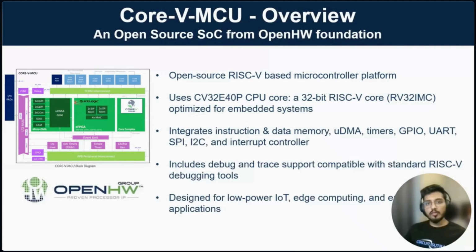The CORE-V MCU is an open source RISC-V microcontroller platform from the OpenHW Foundation. It uses the CV32E40P as a core, a 32-bit IMFC core optimized for embedded efficiency. And we can see the block diagram. It's a feature-rich SoC integrating instruction and data memories, an embedded FPGA, uDMA, advanced timers, and a full suite of peripherals like UART, QSPI, and I2C. It's specifically designed for the low power demands of IoT and edge compute.